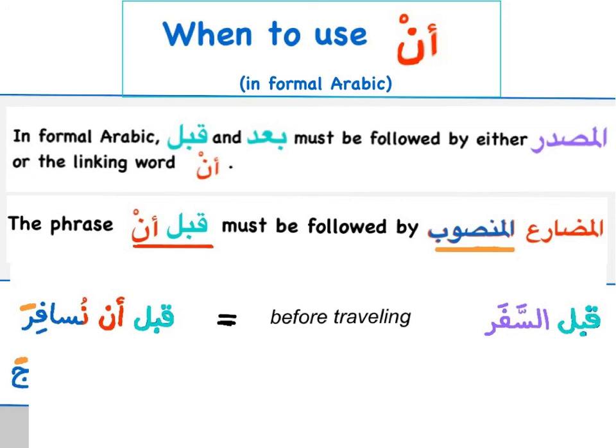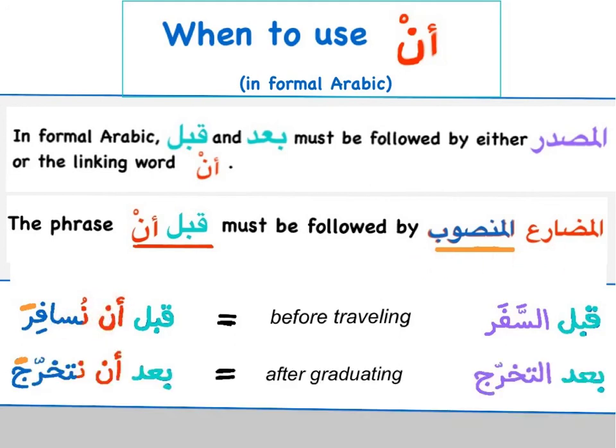And قبل السفر, before traveling, it can go قبل السفر, so السفر is مصدر, or قبل أن نسافر, and here we've used أن plus مضارع منصوب. Another example, بعد التخرج, after graduating. بعد التخرج, تخرج مصدر. بعد أن نتخرج, أن plus مضارع منصوب and the فتحة at the end.